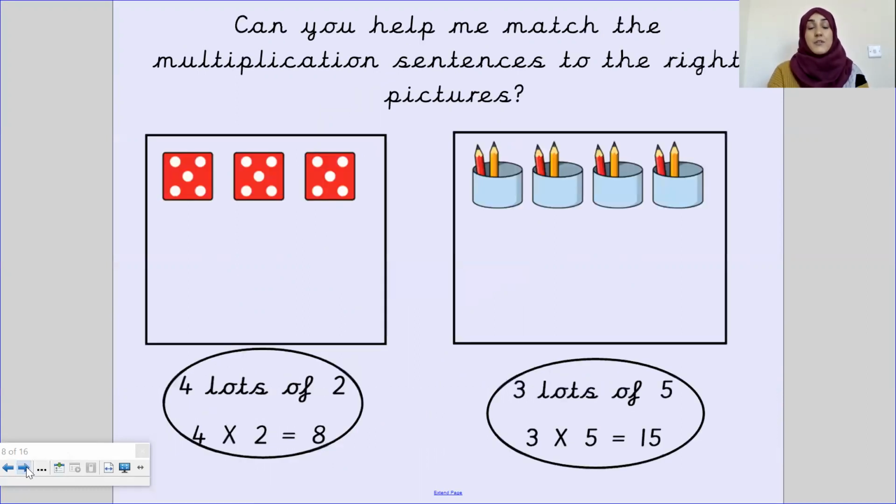Fantastic. Okay, Morris, you're going to help me now match the multiplication sentences to the right pictures. So pause the video here, have a look at the pictures, and then you're going to help me match them. So let's start with these dice over here.